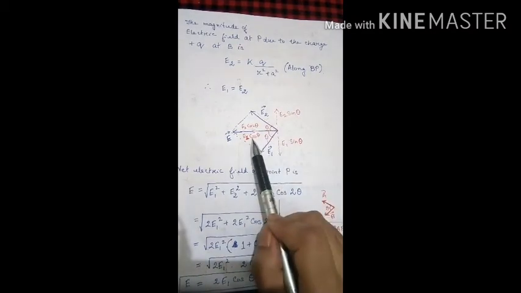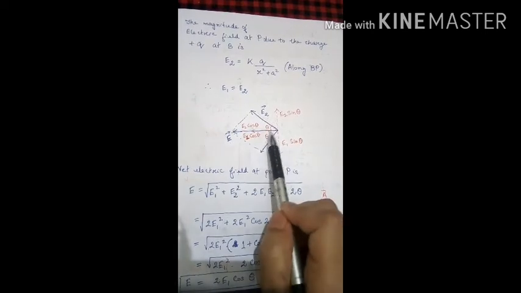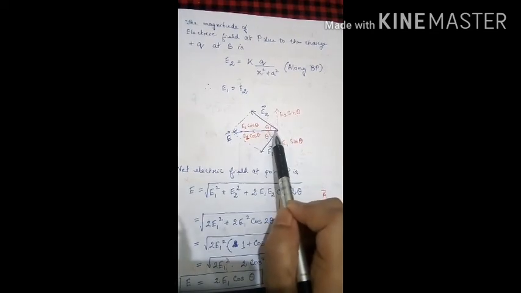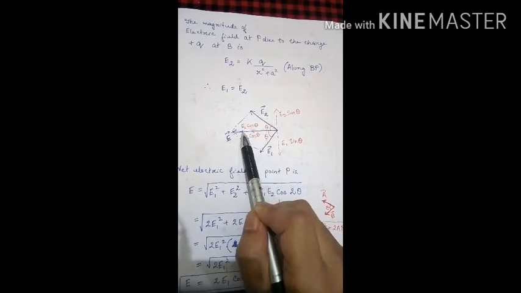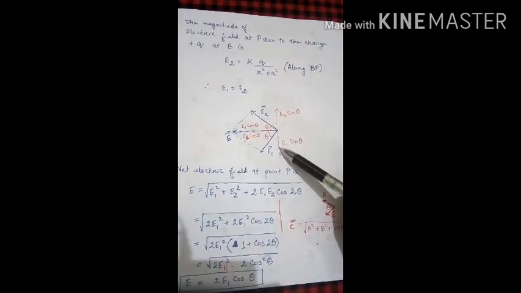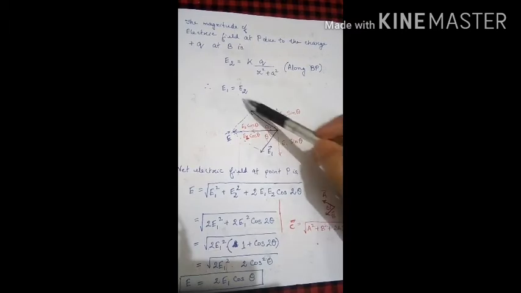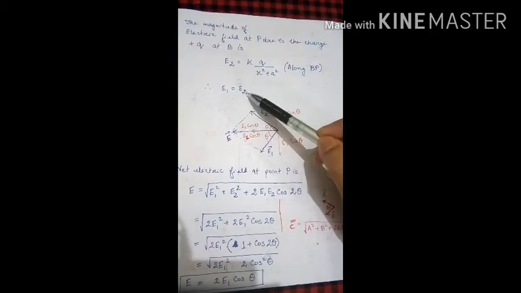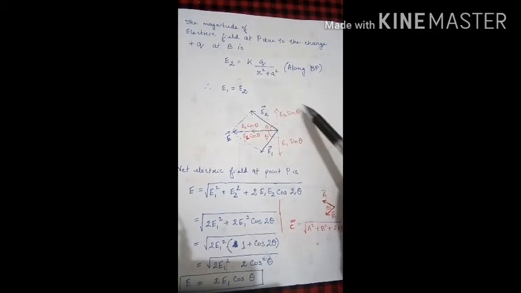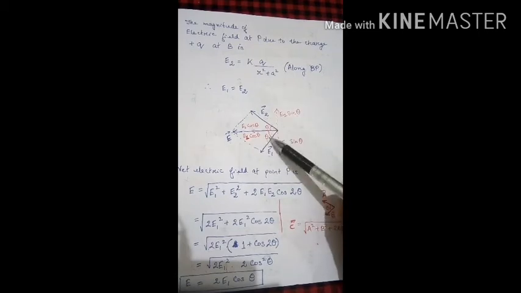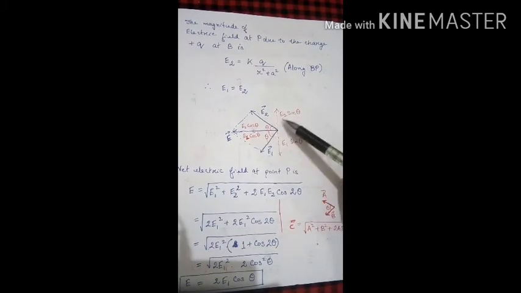Similarly, for the E1 vector, we can resolve it into two components. One is E1 cos theta along this direction, and the other is E1 sin theta along this direction. Now, the magnitudes of E1 and E2 are the same, so the value of E1 sin theta will also be equal to E2 sin theta, since these two angles are the same. So this electric field component and this electric field component will cancel out each other since they are in the opposite direction.